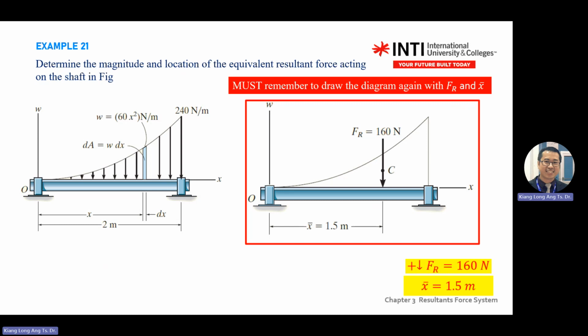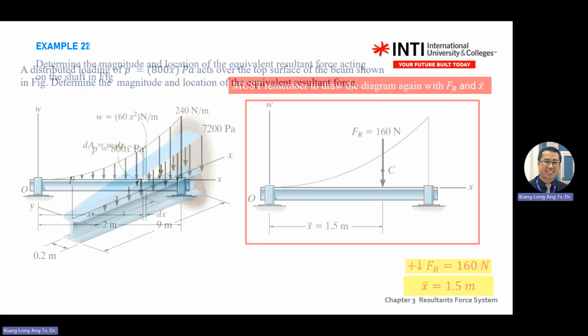Then label C here. C is your centroid. It is where all the force focuses, at C. So put in C there. Then label FR.